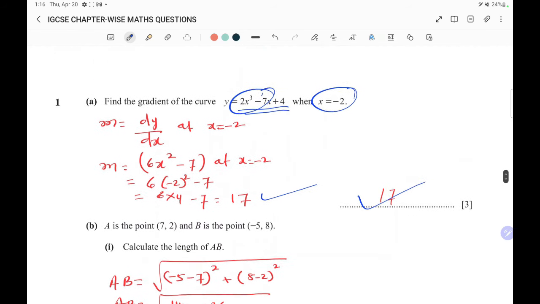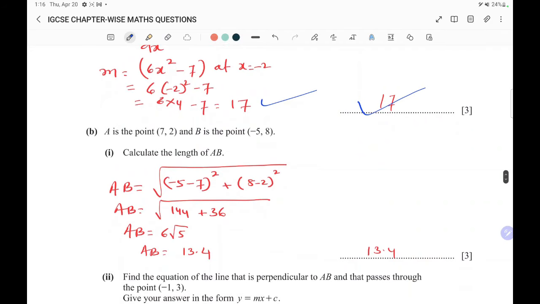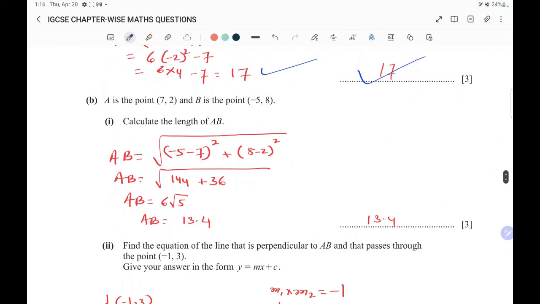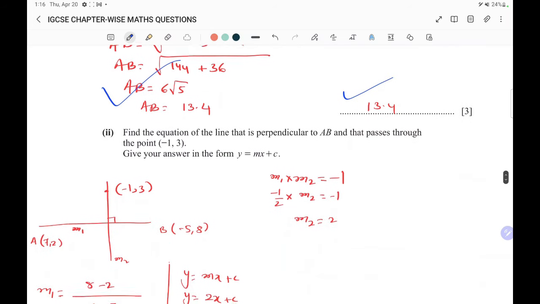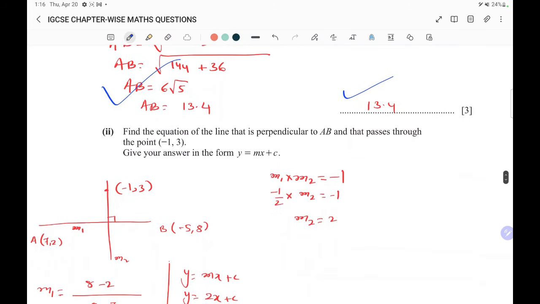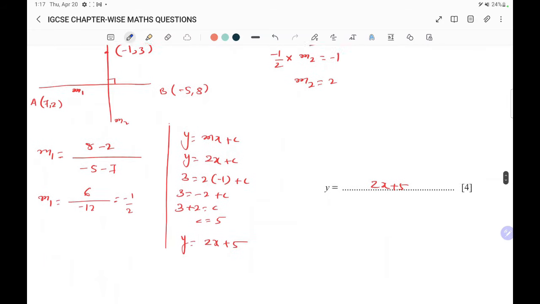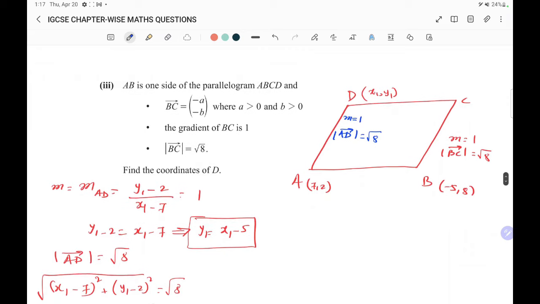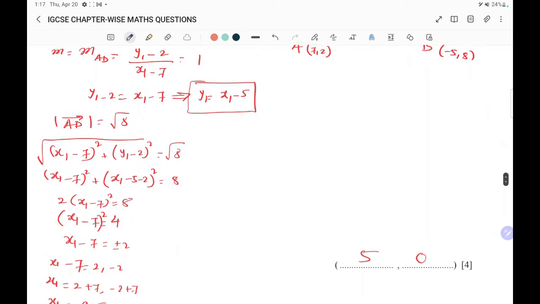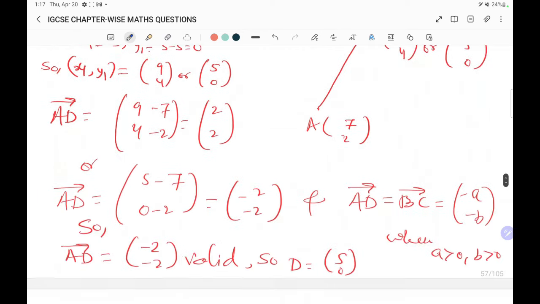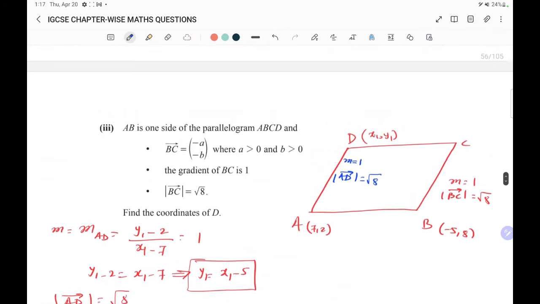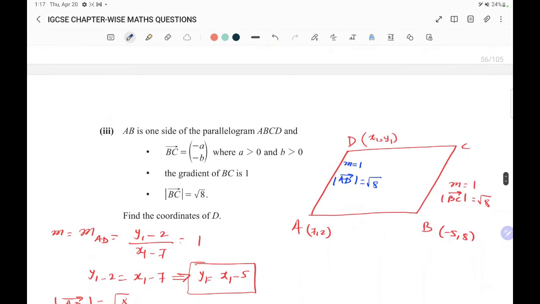This one they have asked a question of a straight line. So the distance formula you will apply, you will get 13.4. Find the equation of the line that's perpendicular. Already we did this kind of question. Okay, you can just solve and you can verify your answer. Yes, this is a very good question. I would like to solve this question.